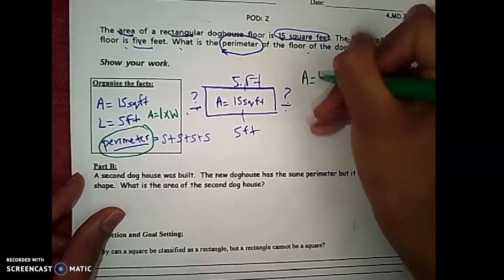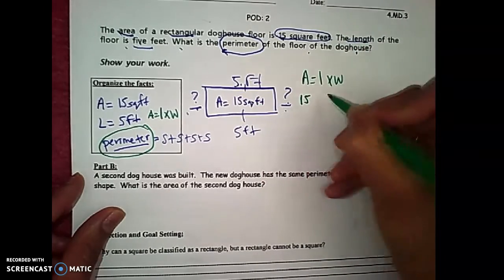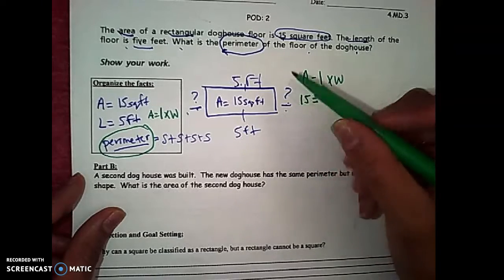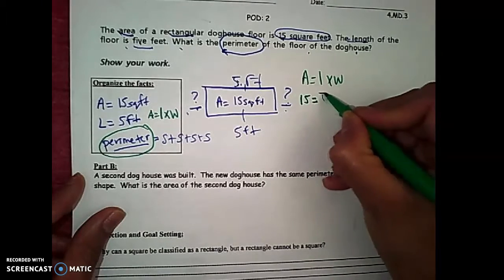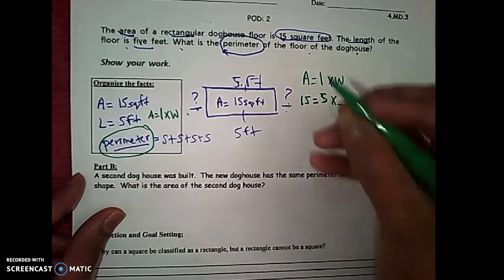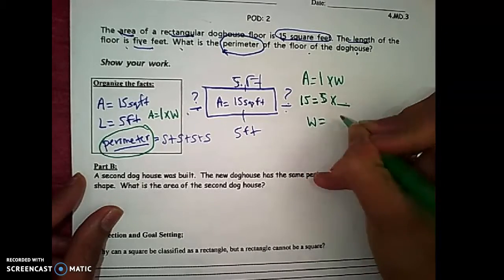Area is equal to length times width. We know area is 15. And I'm just going to use this equation to plug in what I know and find the unknown. So we know that the length is 5 and I'm going to ask myself what number times 5 will give me 15. So I know that 3 times 5 gives me 15. So that would mean the width is 3.